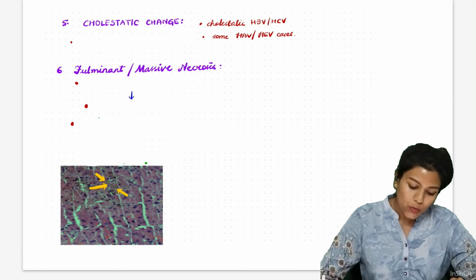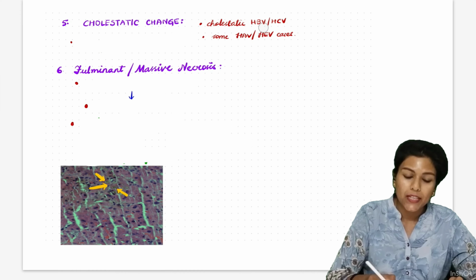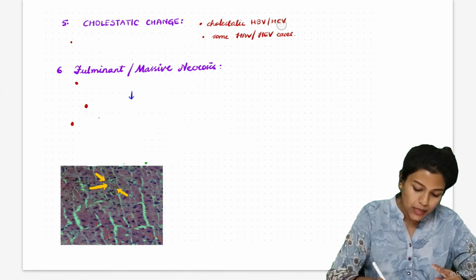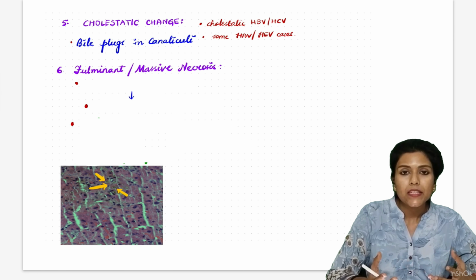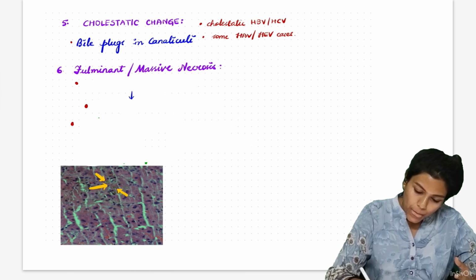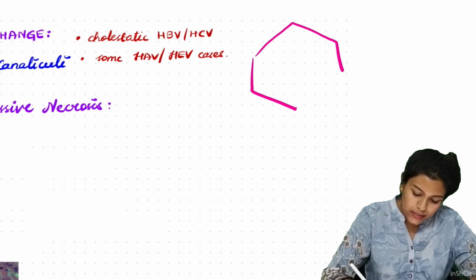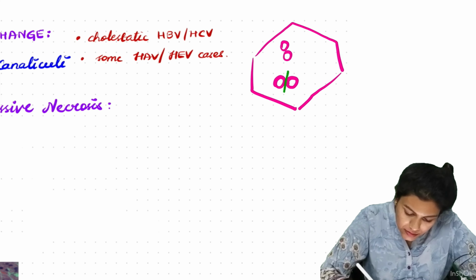Next, there can be cholestatic change. It is especially seen in hepatitis B and C and some ANE cases, mostly with hepatitis B and C. Cholestatic means bile plugs can be seen in canaliculi. So this is one hepatic lobule. It contains hepatocytes. Between two hepatocytes, these are the biliary canaliculi.